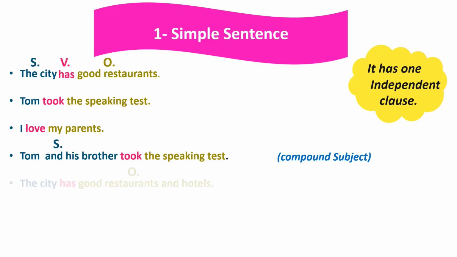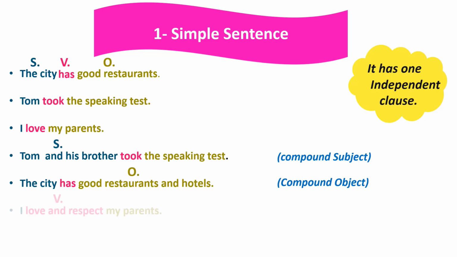Another example. The city has good restaurants and hotels. Still a simple sentence with a compound object, good restaurants and hotels, an object that's made of two words. I love and respect my parents. Again, it's a simple sentence with a compound verb. These are simple sentences, and that's why we use a full stop. Please notice the punctuation because it's very important in writing.